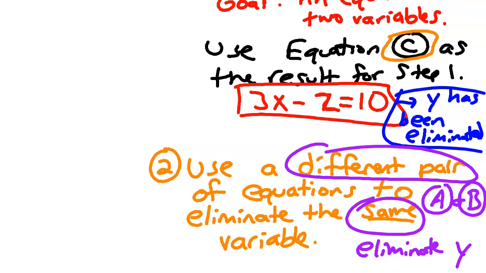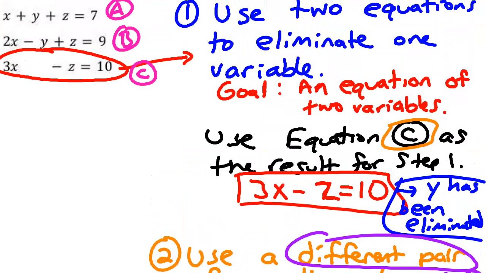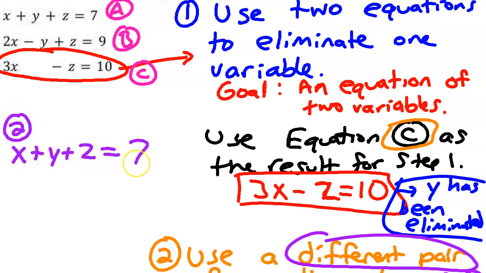So going back up to the equations that we were given, we have to use A and B. So let's go ahead and do that over here in this empty space. For step two, I have to use equations A and B. X plus y plus z equals 7, and 2x minus y plus z equals 9. And I have to eliminate the y variable. It's not a choice this time. Because the goal of step two, which I'll write down here in just a minute, is to end up with a second equation that has the same two variables as the equation from step one. It has to be the same two variables. It has to be x and z in this particular example.